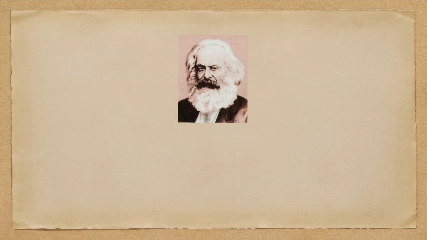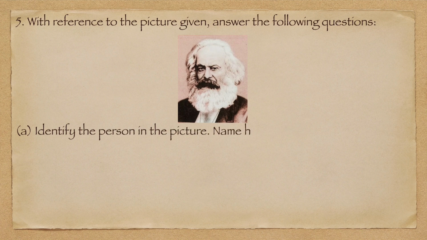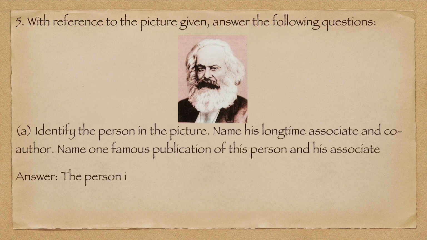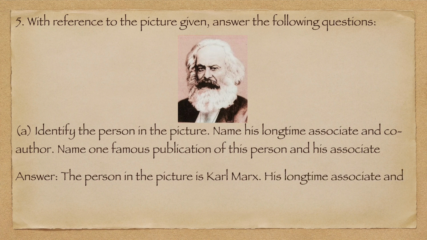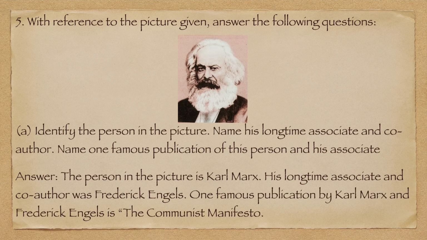5. With reference to the picture given, answer the following questions. A. Identify the person in the picture. Name his longtime associate and co-author. Name one famous publication of this person and his associate. Answer. The person in the picture is Karl Marx. His longtime associate and co-author was Friedrich Engels. One famous publication by Karl Marx and Friedrich Engels is The Communist Manifesto.